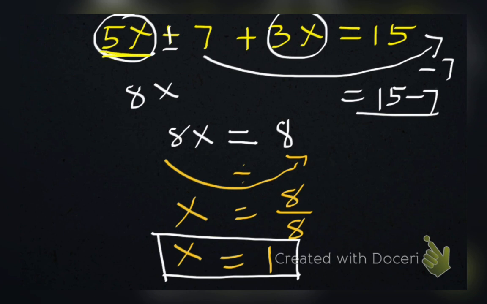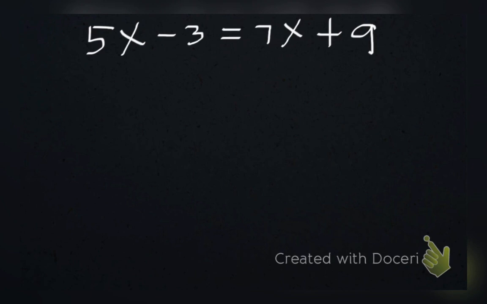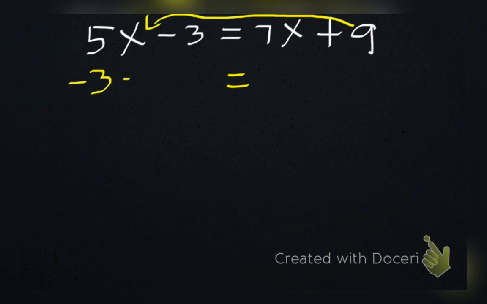So remember that if we have an equation that has like terms, we just combine the like terms. Let us try this example. 5x minus 3 equals 7x plus 9. Notice that we have like terms. So to do this, we are going to move the numbers to one side and the x variables to the other side. So we move 9 to the left, becomes minus 3 minus 9.